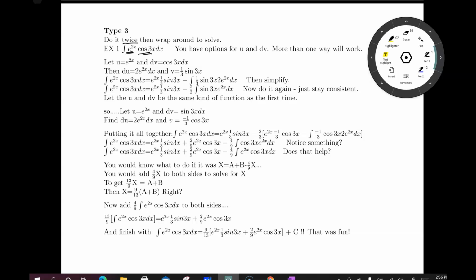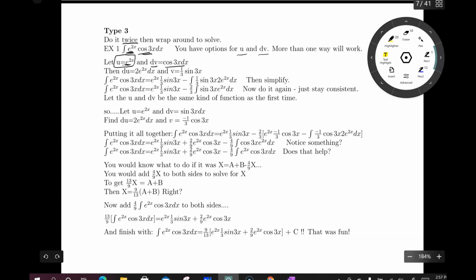So you've got options for u and dv, but what I'm going to encourage you to do, if you see this e and cosine or e and sine combination, is let u equal the e guy and dv equal the trig guy, and then your answer will turn out like mine. Otherwise, you'll get just a different looking answer, and you won't be able to really compare. So let's just stay consistent together.